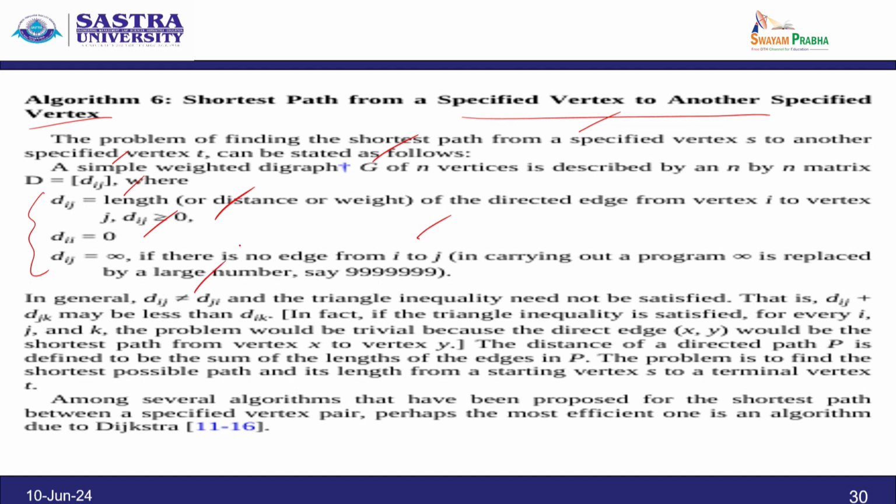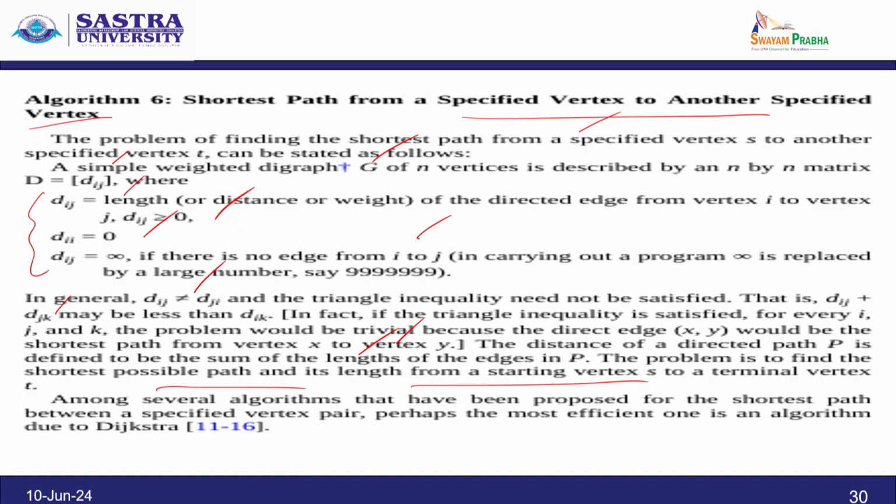In general, dij is not equal to dji, and the triangle inequality need not be satisfied, that is, dij may be greater than dik plus dkj. Otherwise, the problem would be trivial, because the directed edge x, y would be the shortest path from vertex x to vertex y. The distance of a directed path p is defined as the sum of the lengths of the edges in p. So, the problem is to find the shortest possible path and its length from a starting vertex s to the terminal vertex t.